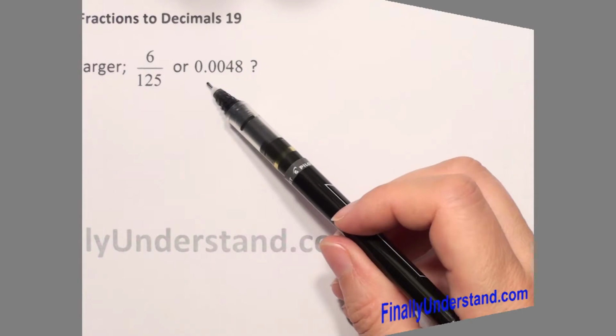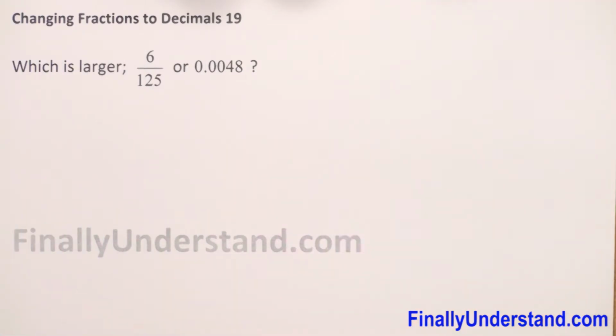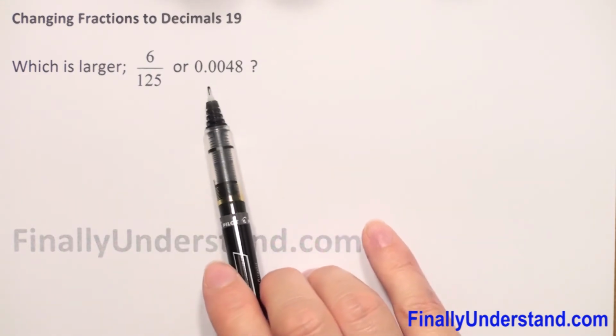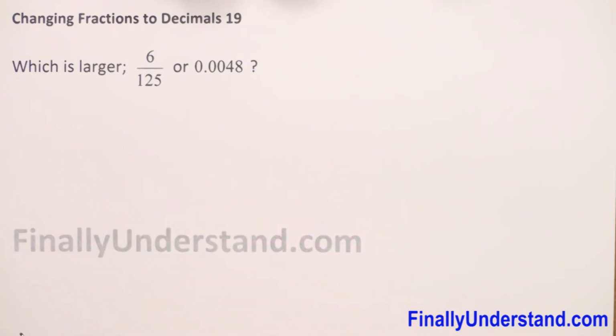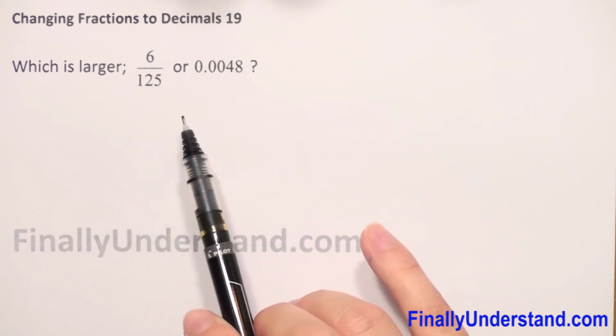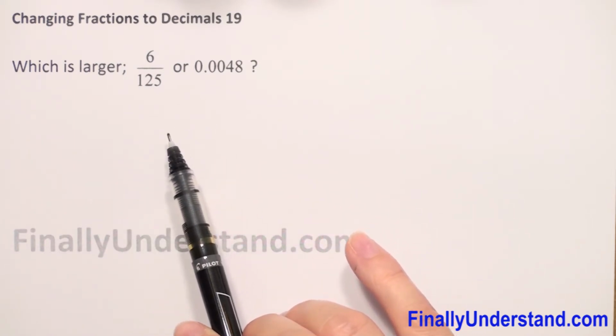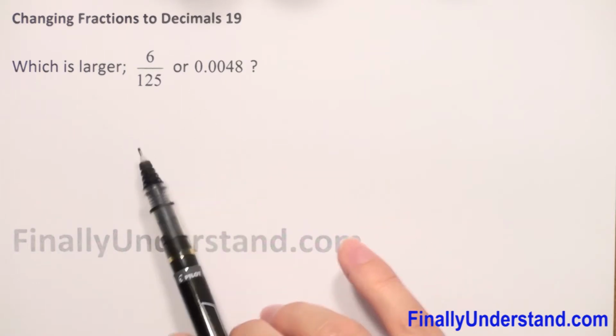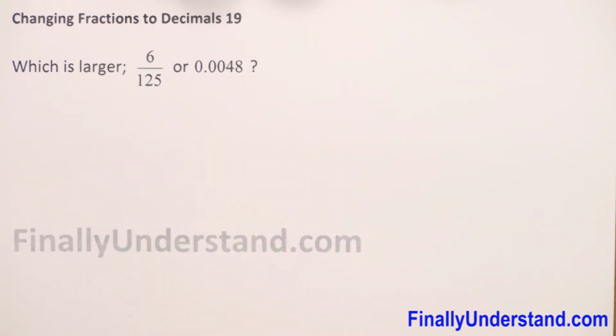We are given two numbers, 6 over 125 and 0.0048, and we have to decide which is larger. Because we have a fraction and a decimal number, we need to change the fraction to a decimal number, and I think it will be easier to compare these two numbers. When we have two decimal numbers, it will be very easy to choose the larger number.